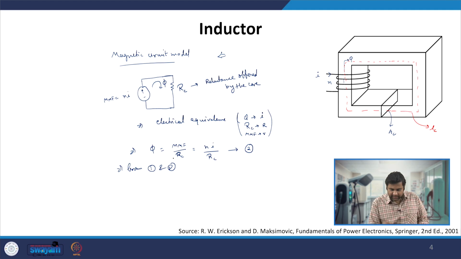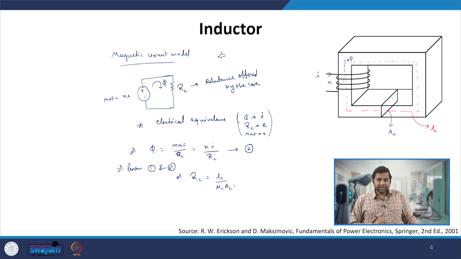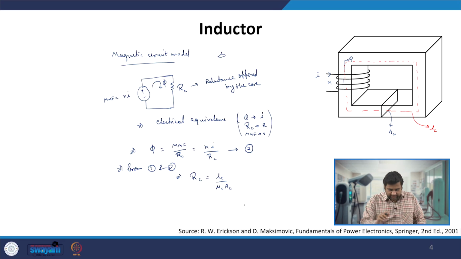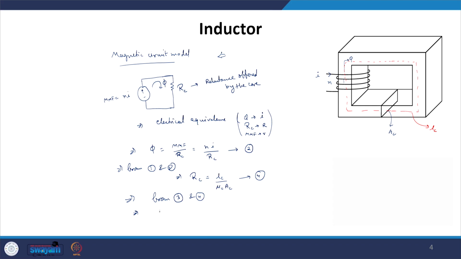we can very well say the reluctance offered by the core to the flux is nothing but equal to Lc by mu c Ac. And if you recall the inductance value, which was defined by equation number 3, and let us say this is defined by 4, from 3 and 4 we can then say inductance is nothing but equal to N square by Rc.